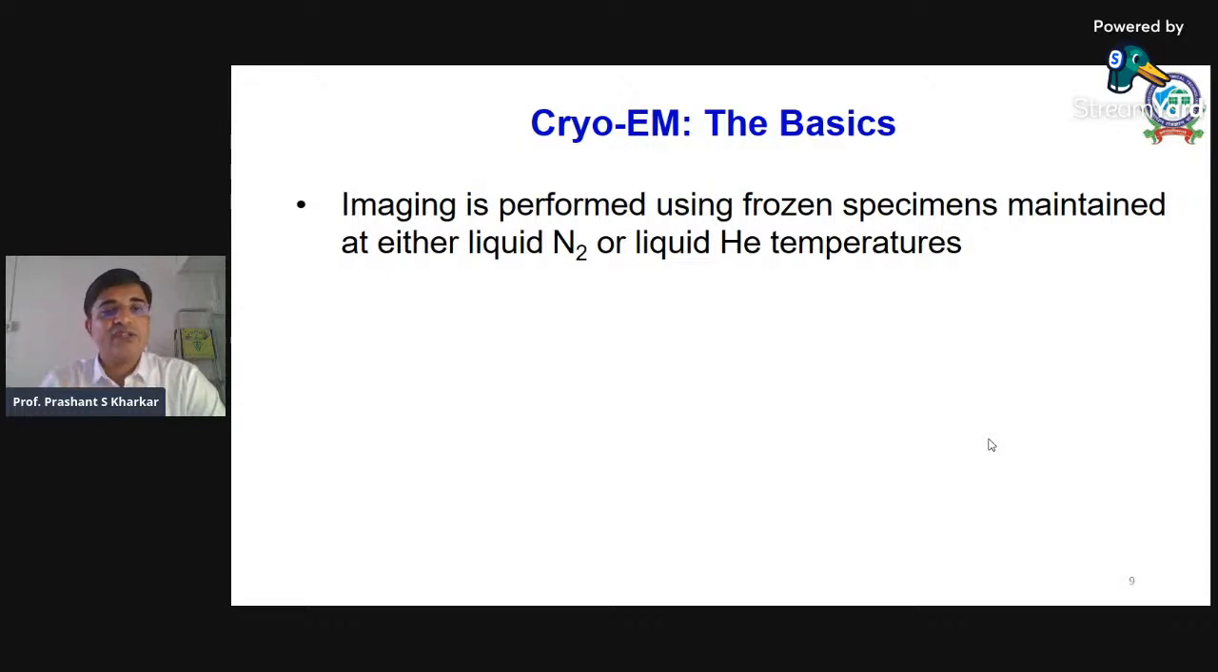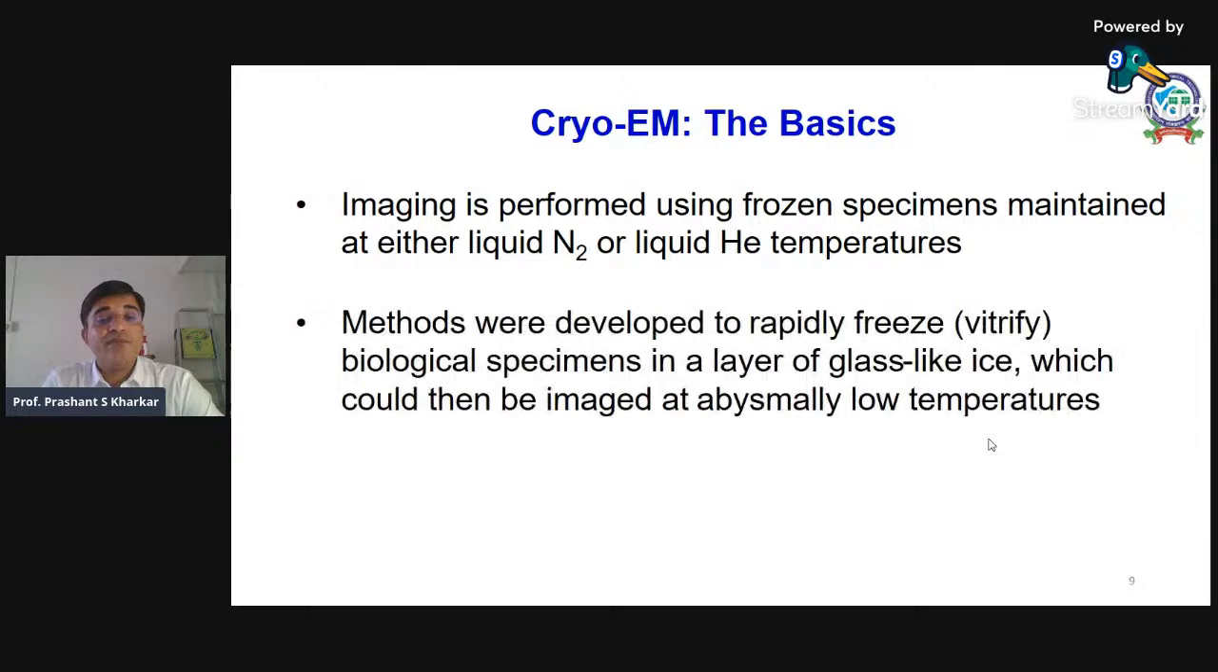As the name suggests, cryo means low temperature, so here everything is the same except that imaging is performed using frozen specimens maintained at either liquid nitrogen temperature, which is minus 196 degrees, or liquid helium temperature, which I think is minus 269 degrees or so, right? Those lower temperatures compensate for the radiation damage. Because you are maintaining the specimen at a very low temperature, you can go with a little higher electron dose, and the specimen is still prevented from damage, right?